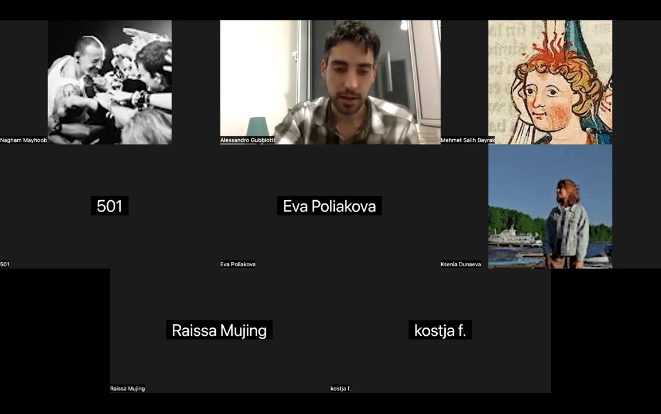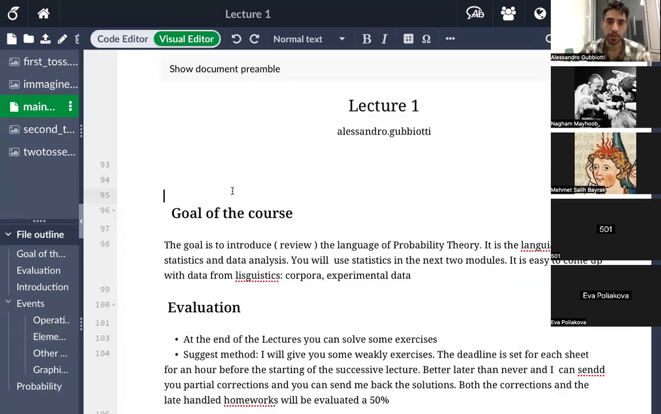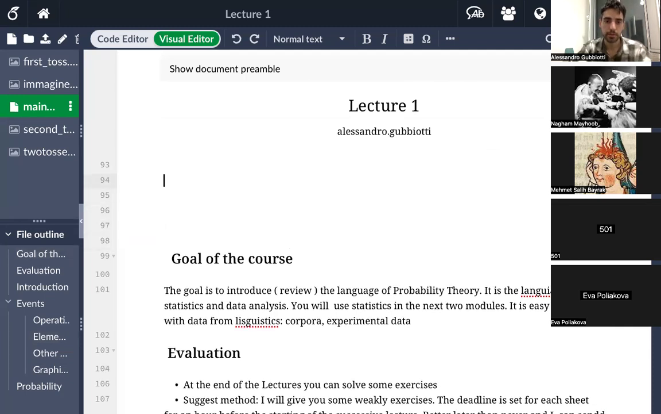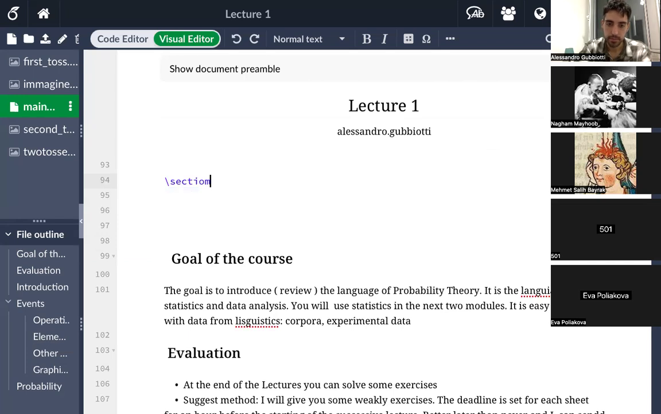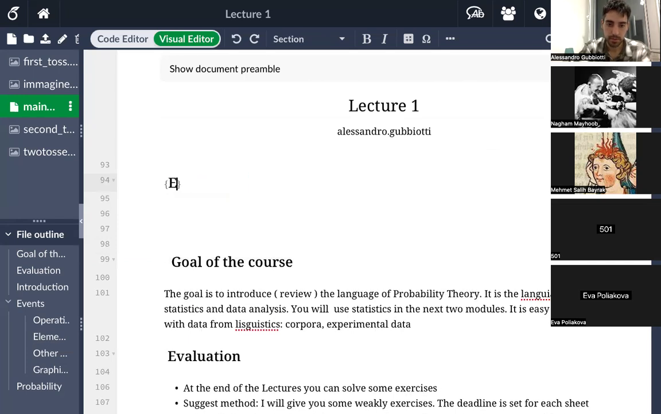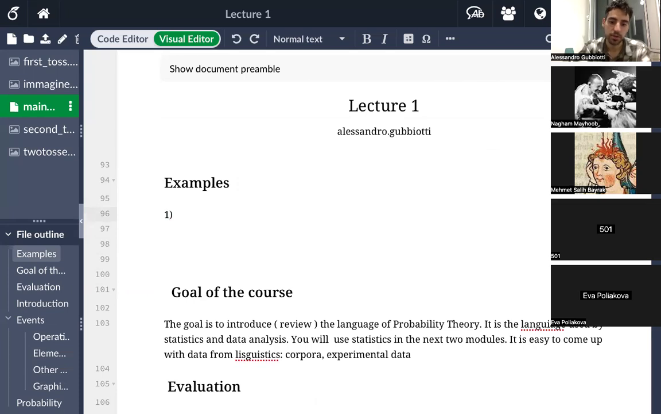So let's share. Let me share my screen. Okay. Let me give some examples. So the first example is the one of one coin toss.